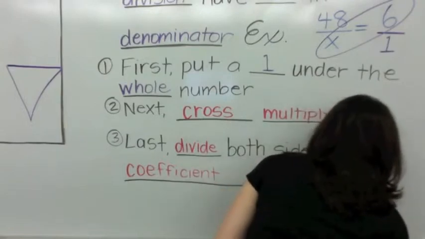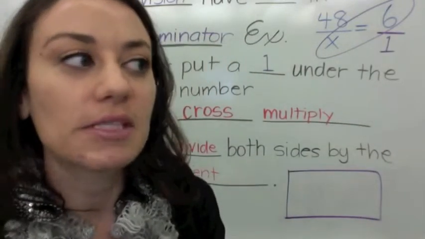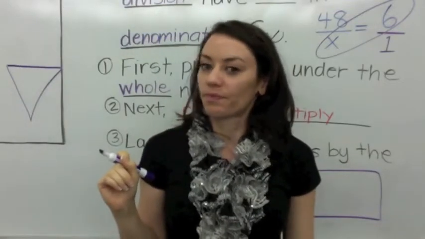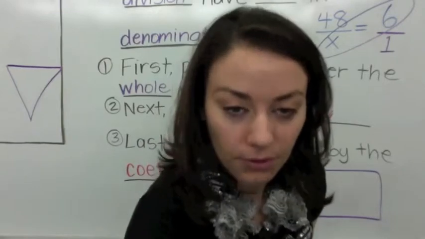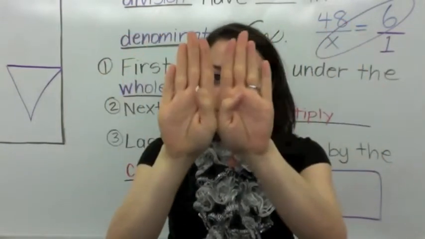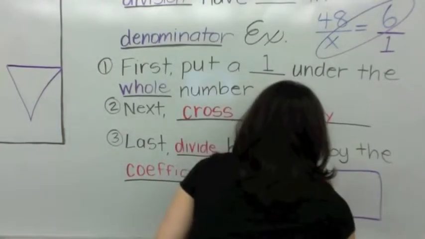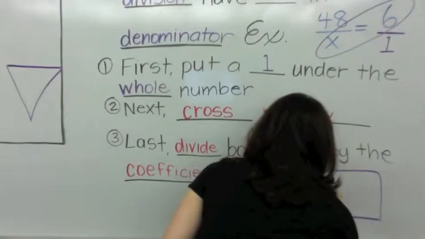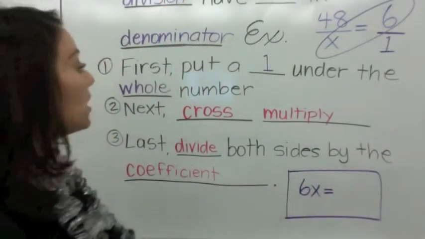In this box, tell me what is 6 times x. It's not 6. Remember, you have Mr. 6 and Miss X. They get married. They make 6x. They're just touching because they're married now. They're being multiplied. Okay, let's do the other wing of the butterfly.